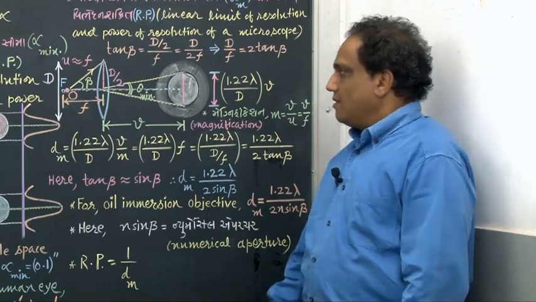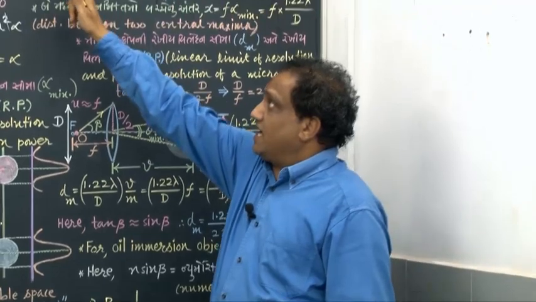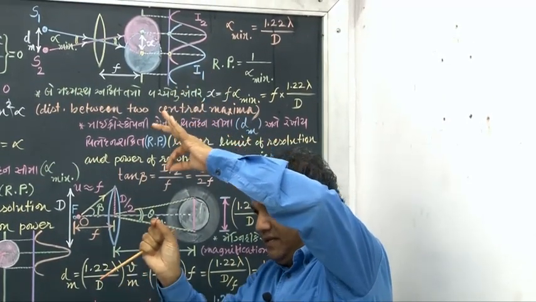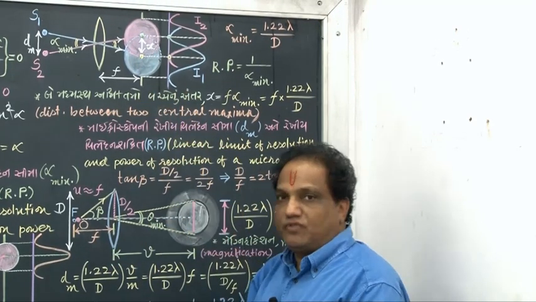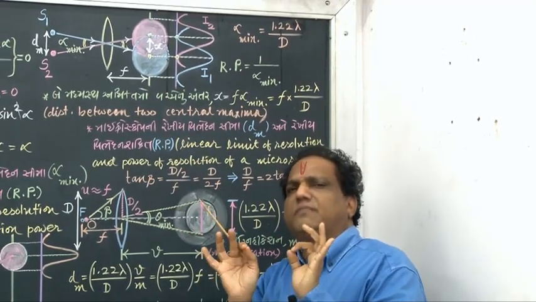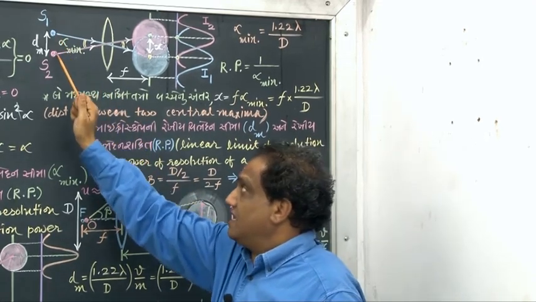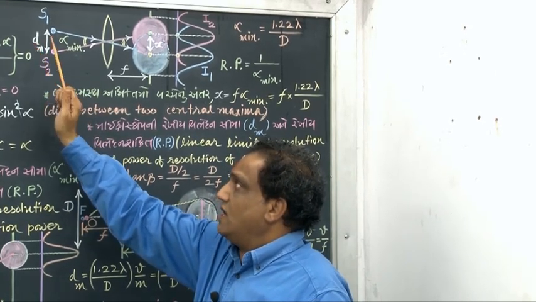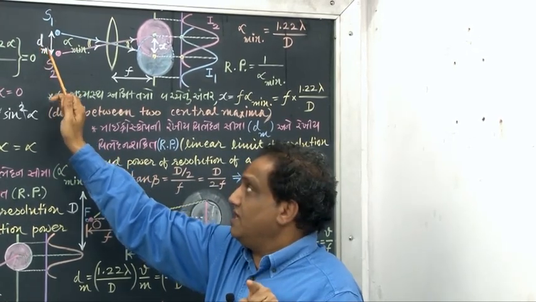Now tell me, when these two point-like objects are brought closer to each other, then at one stage we obtain this sort of situation. This sort of situation means what? Images are just separated from each other. At that time, whatever is the linear distance between these two point-like sources, that linear distance is called the linear limit of resolution of a given microscope, shown by symbol dm.